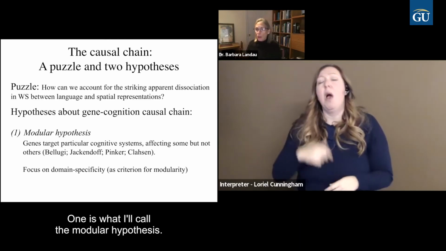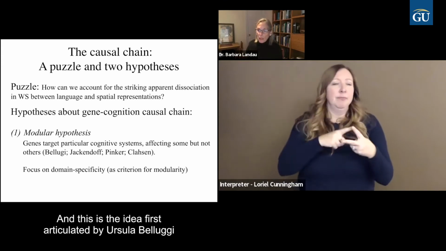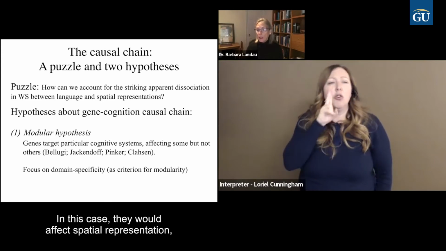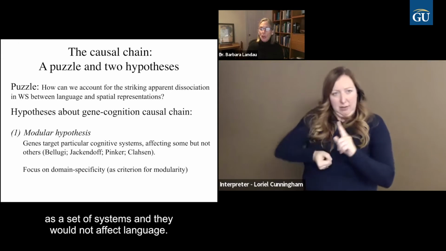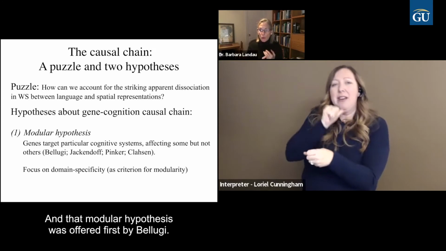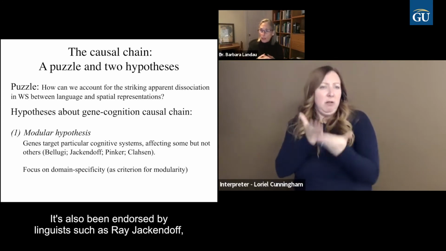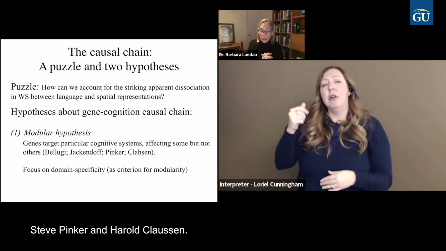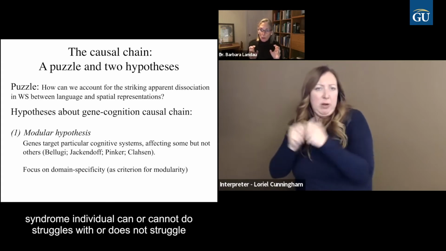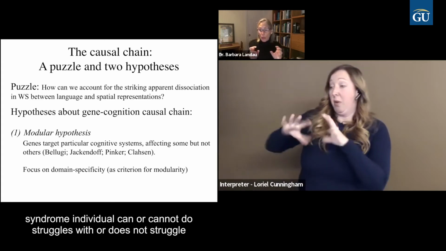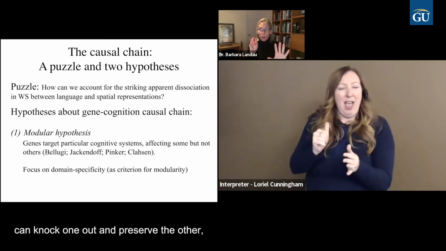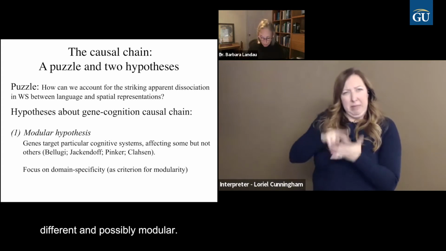One is what I'll call the modular hypothesis. And this is the idea first articulated by Ursula Bellugi that genes target particular cognitive systems. In this case, they would affect spatial representation as a set of systems, and they would not affect language. And that modular hypothesis was offered first by Bellugi. It's also been endorsed by linguists such as Ray Jackendoff, Steve Pinker, and Harold Clahsen. And the focus here is on domain specificity, that the particular things that the Williams syndrome individual can or cannot do, struggles with or does not struggle with, are criteria for modularity. That if you can knock one out and preserve the other, it must be that the two systems are quite different and possibly modular.